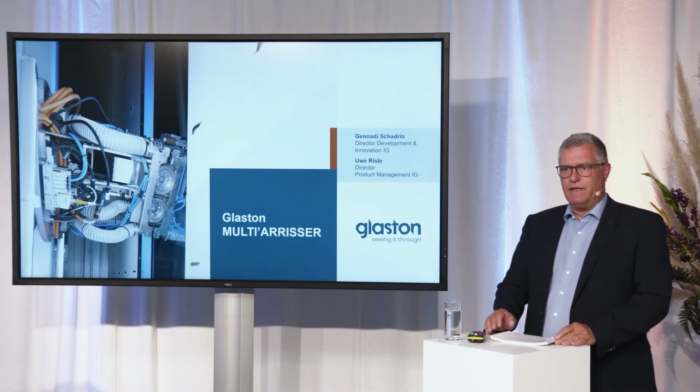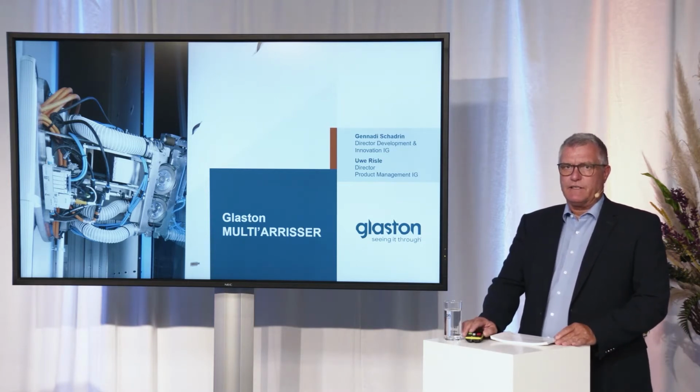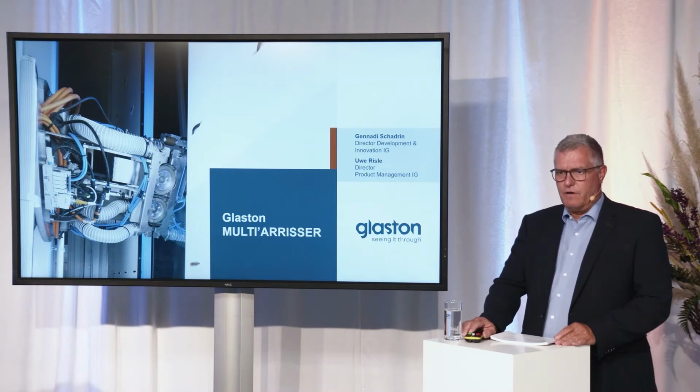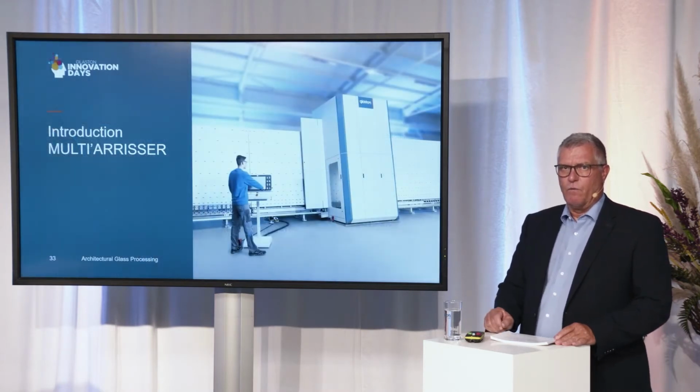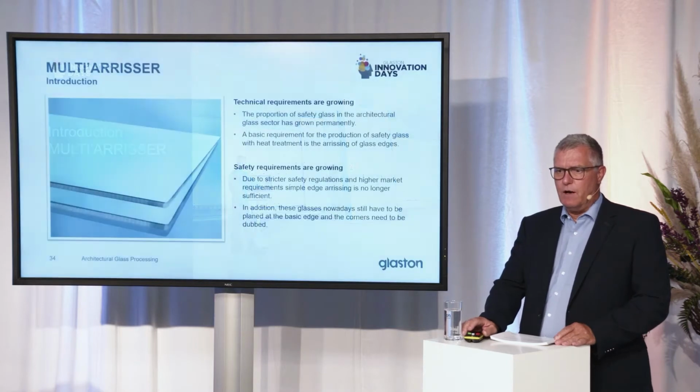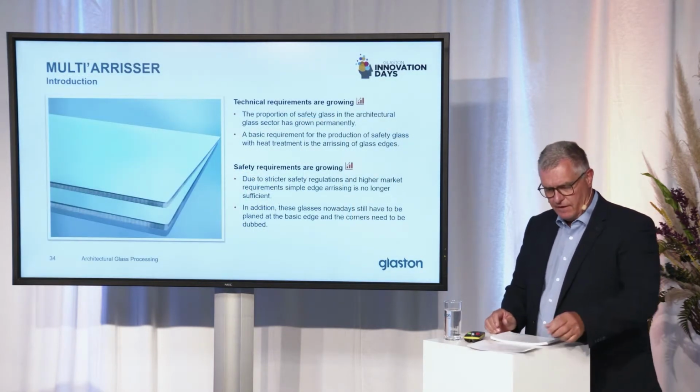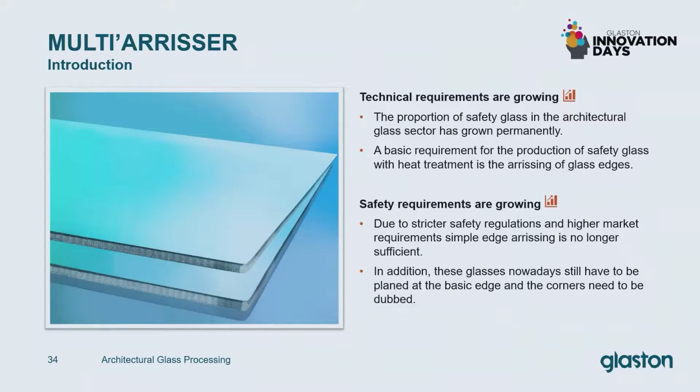Before we go deeper into the arising machine, we would like to raise the question: why do we need a new multi-arriser? The answer is very clear: because the technical requirements are growing. The proportion of safety glass in the architectural glass sector has grown permanently. A basic requirement to produce safety glass with heat treatment is the arising of the edge side of the glass.